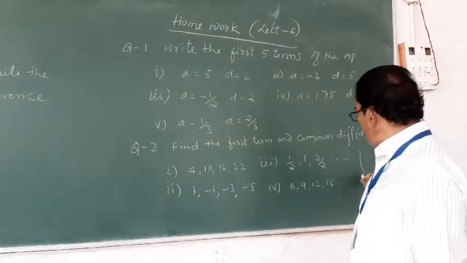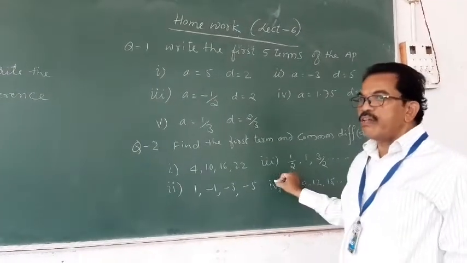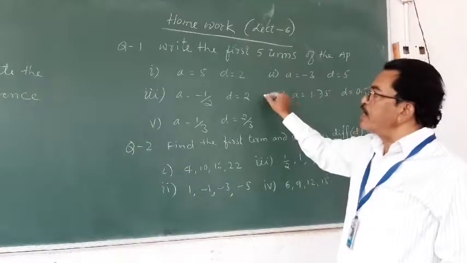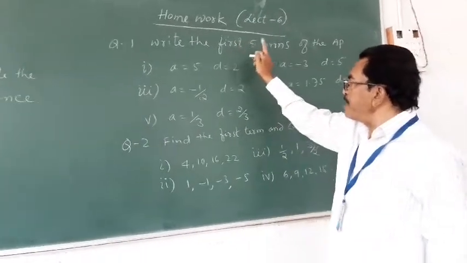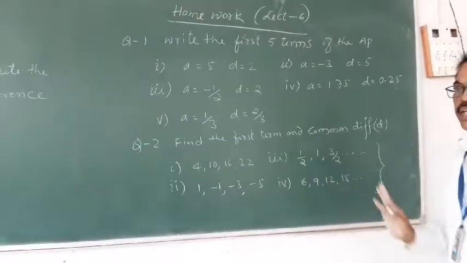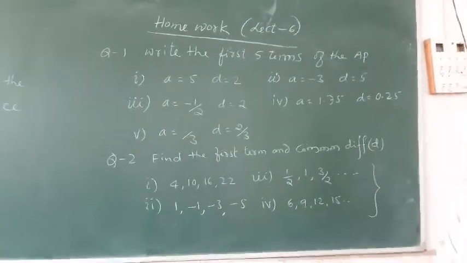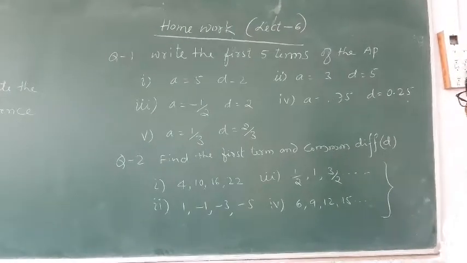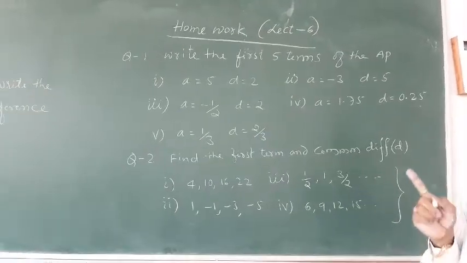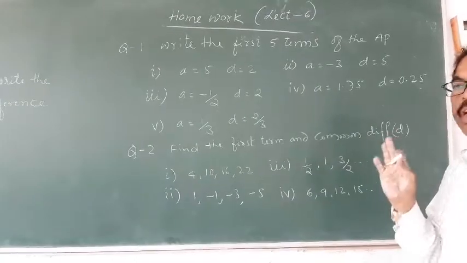This one is very easy one. Everyone can solve this question. But carefully you solve the first main. Write the first 5 terms of the AP. Okay. Tomorrow we shall continue the next main of the exercise 1.1 of the arithmetic progression.